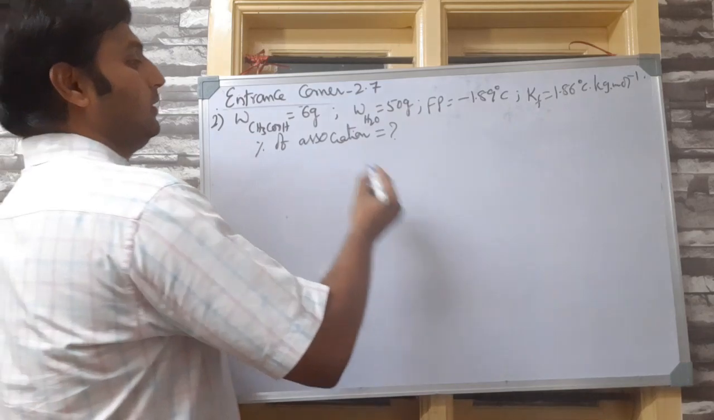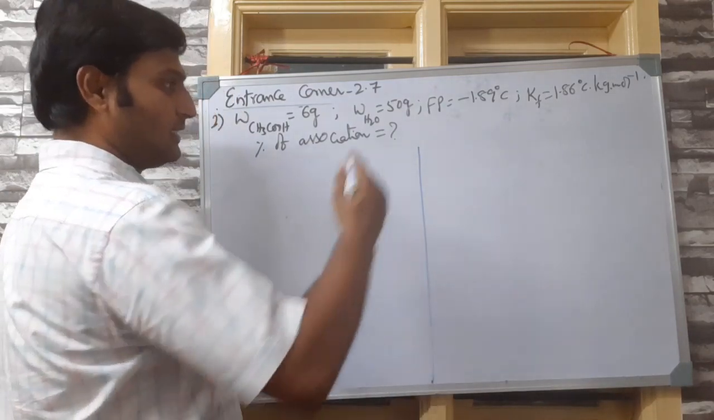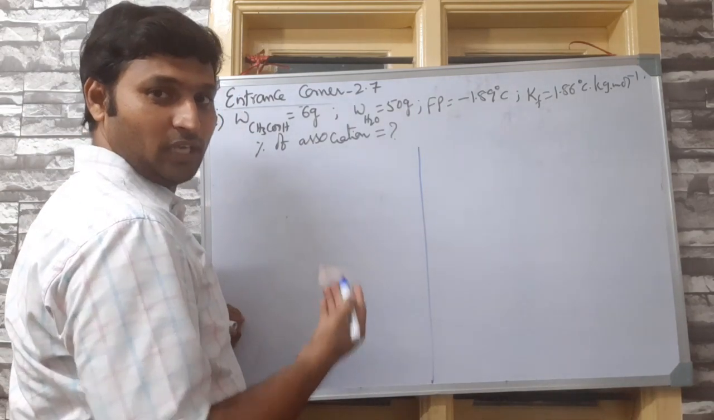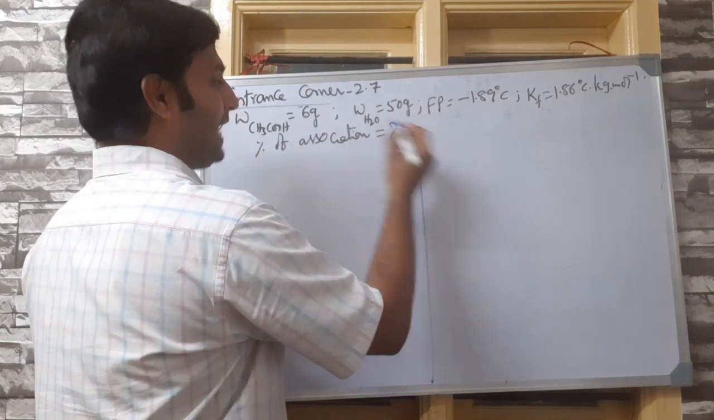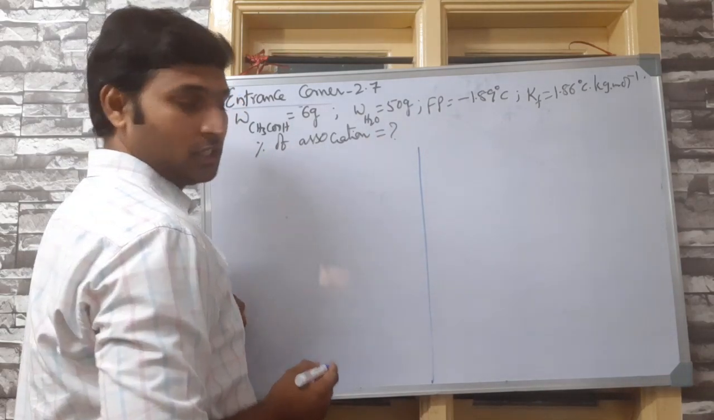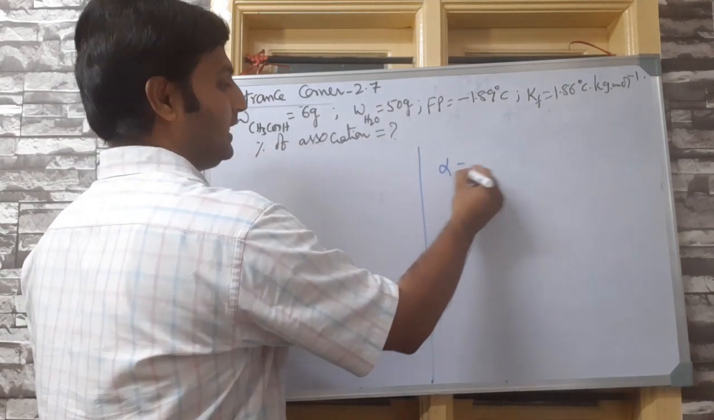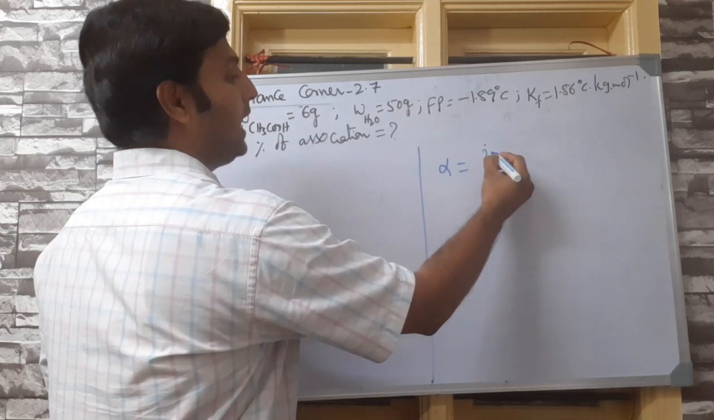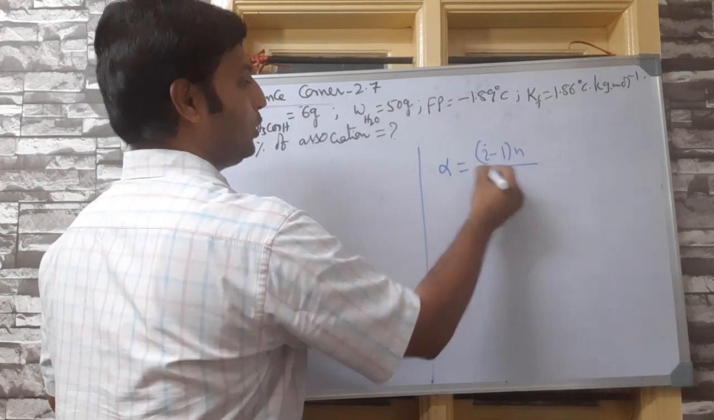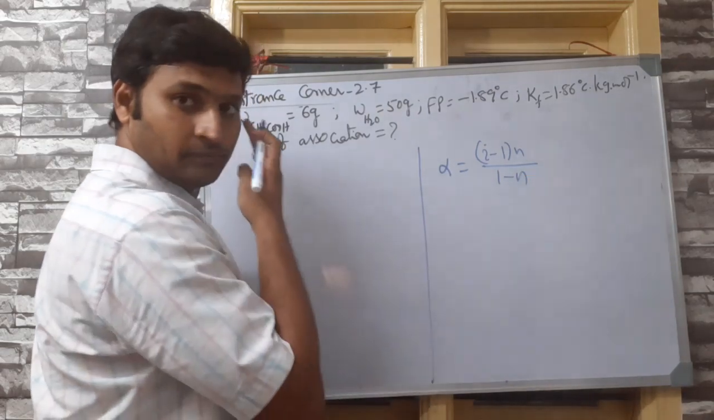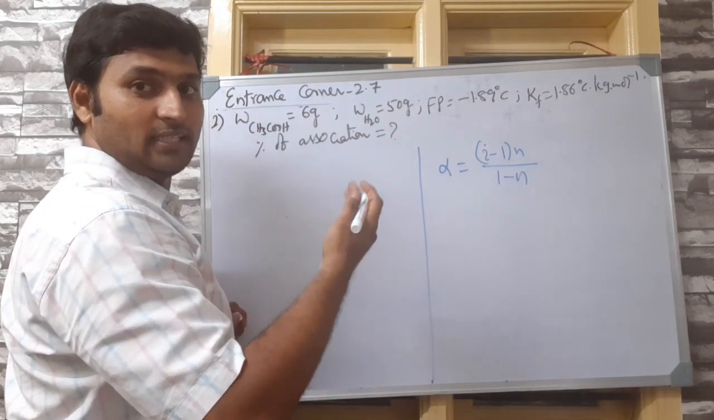Now again, the question has two parts. The first part, begin with the ending if you think. The second part will be the calculation of percentage of association. You remember that the percentage of association formula is alpha is equal to (i minus 1) into n by (1 minus n). Now how do we decide the n value?